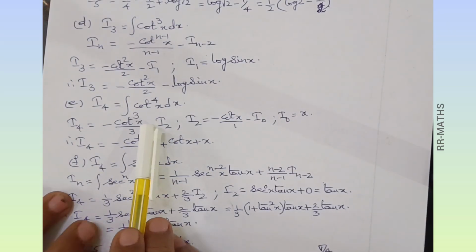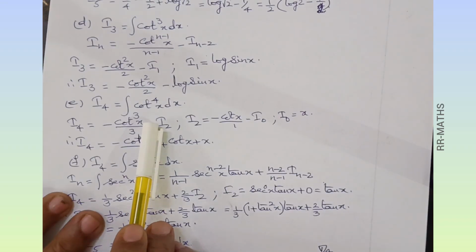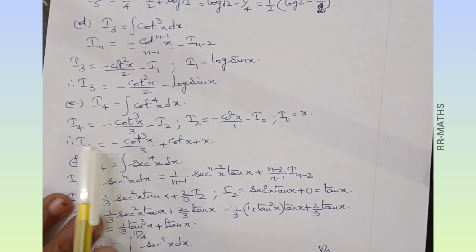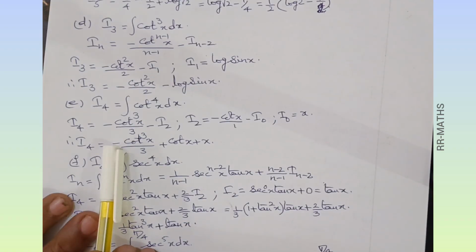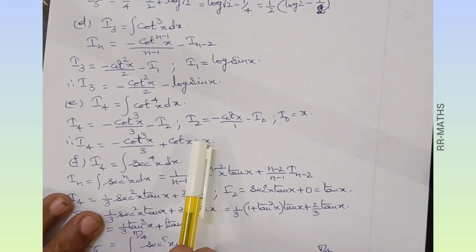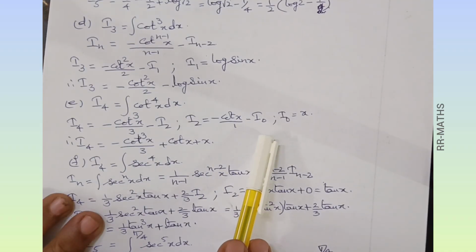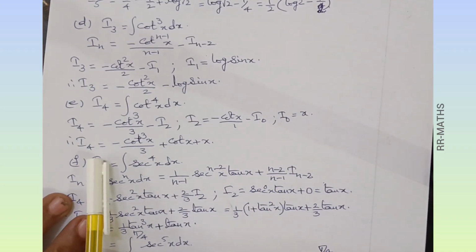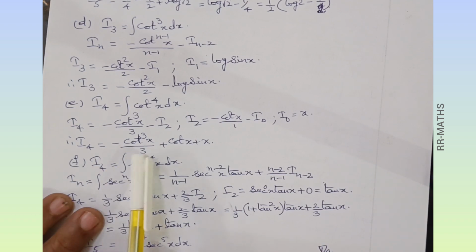Next problem, I take integral of cot to the power of 4x dx. I call it as I4. Now n is 4, you substitute. So I get I4 is equal to minus cot cube x by 3 minus I2. And I2 is minus cot x by 1 minus I0. I0 is x. Go back and do the substitution. You get I4 is equal to minus cot cube x by 3 plus cot x plus x.